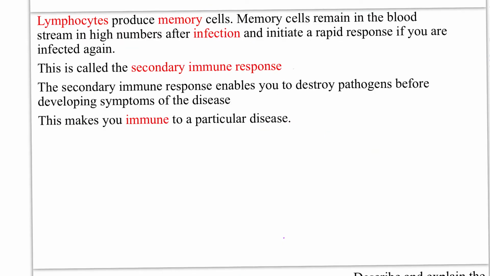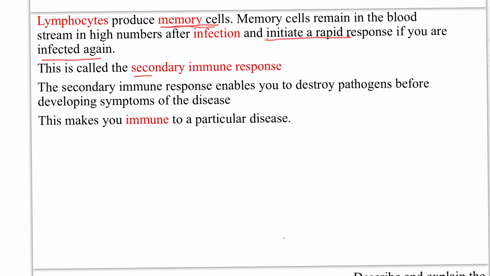In addition to producing B cells which make antibodies that are really important for binding onto antigens, lymphocytes are also capable of turning into cells called memory cells. Memory cells remain in the bloodstream in high numbers after infection. Basically, their job is to remember the correct shape of antibody. So they retain that information: this was the correct shape for that particular pathogen. And they initiate a rapid response if you get infected again.